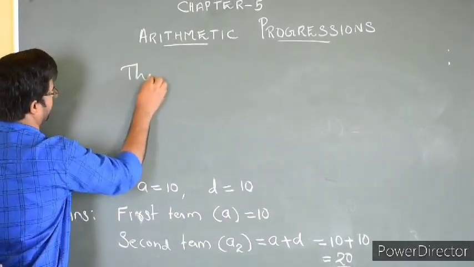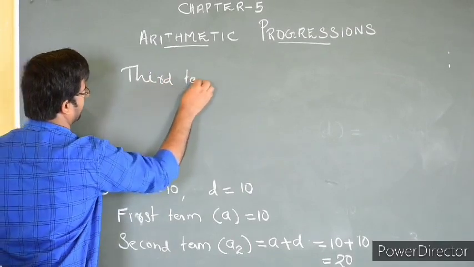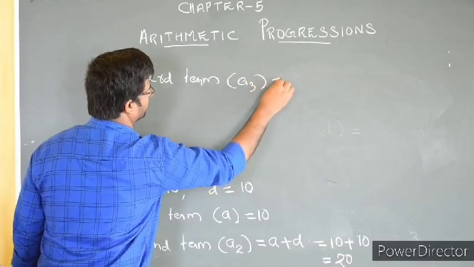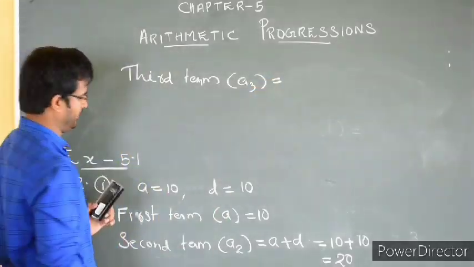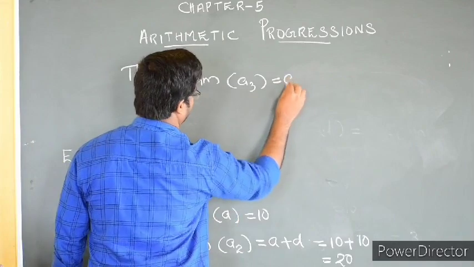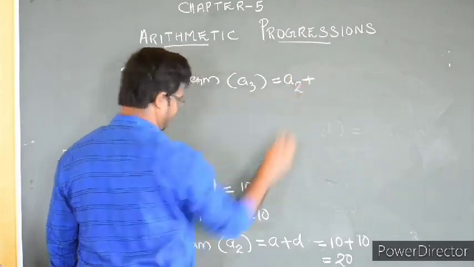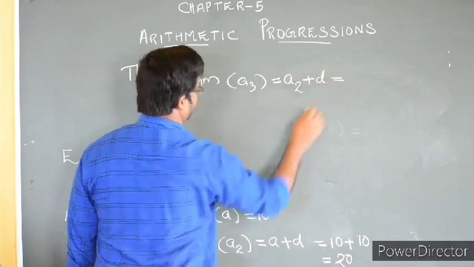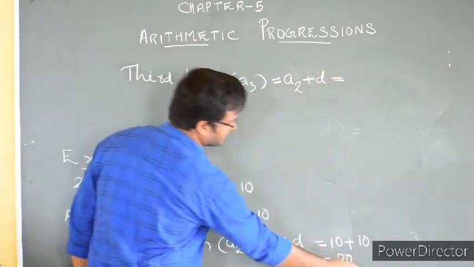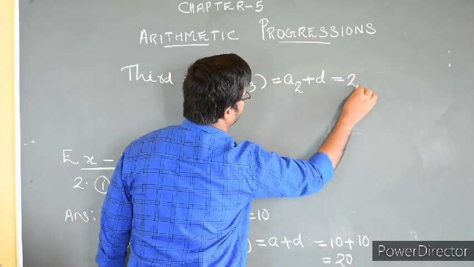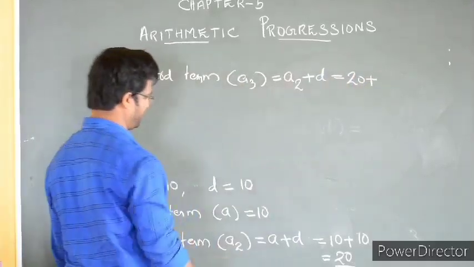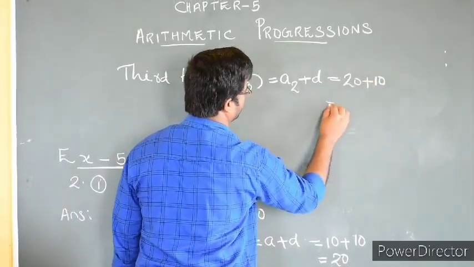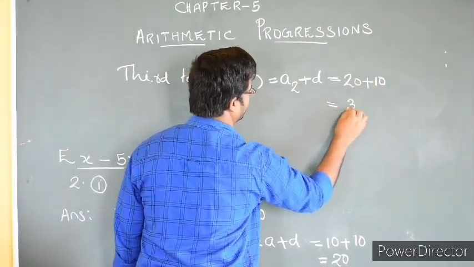Then the third term, A3. How can we find out A3? It means second term, A2. Already we have done. Second term is A2. A2 plus common difference d. A2, we got it, that is 20. 20 plus d. Common difference already given in the question, that is 10. 20 plus 10, 30.